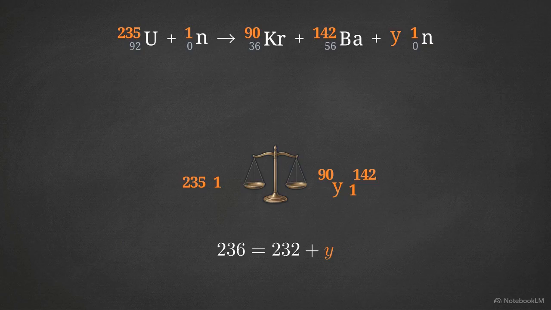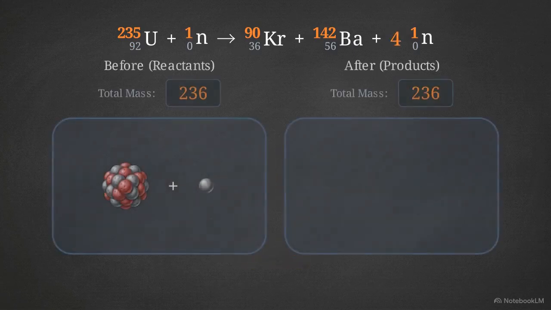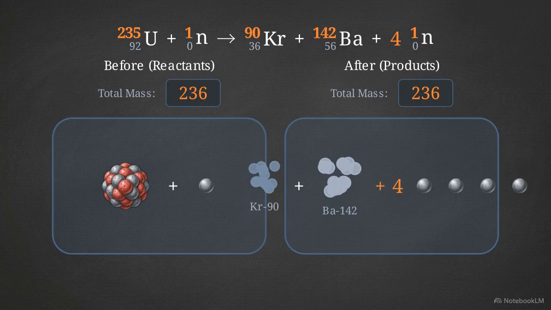Note that the unknown coefficient y must multiply the mass of the neutron. Instead of just adding y, you must calculate this term as y times 1. With the algebra simplified to 236 equals 232 plus y, pause the video here and solve for the value of y. The math resolves to a value of 4. This specific fission reaction emits exactly 4 new neutrons.